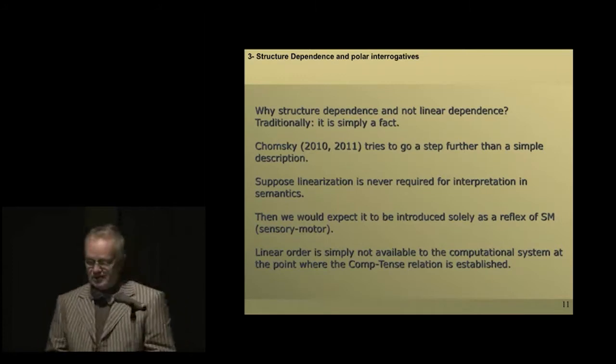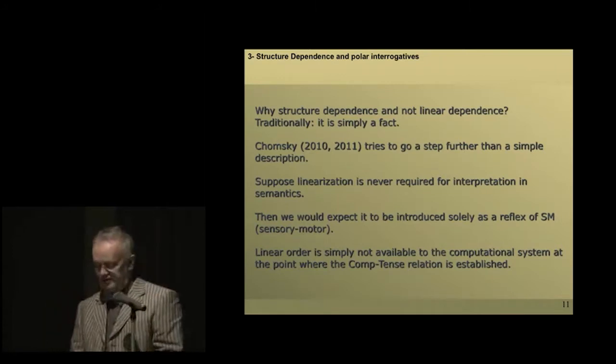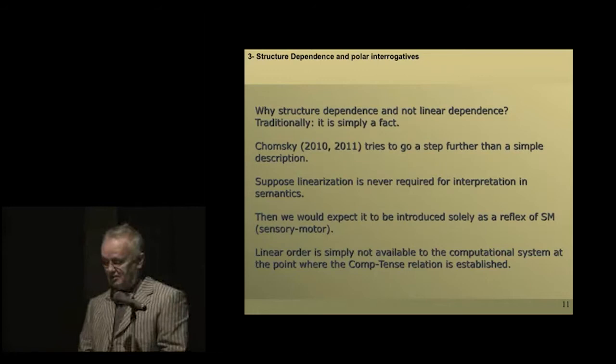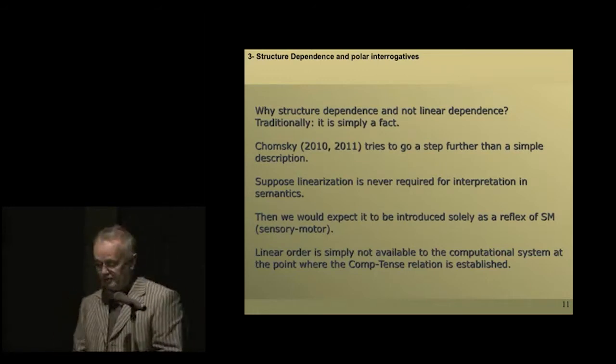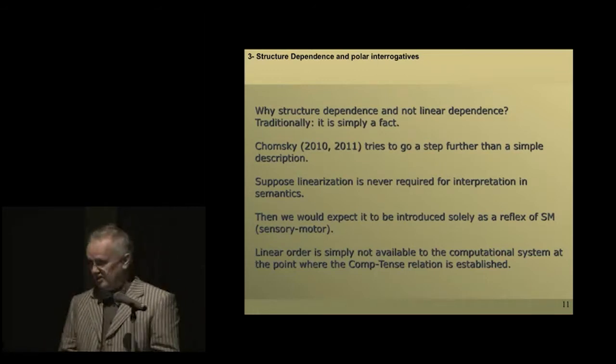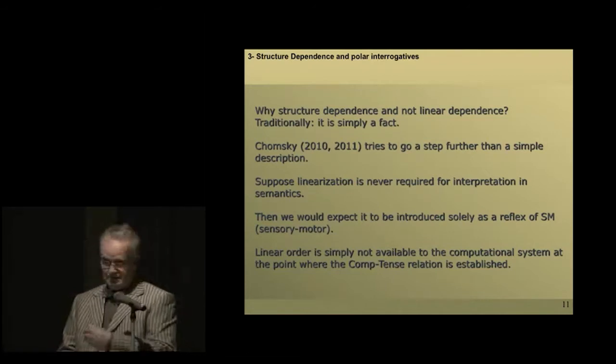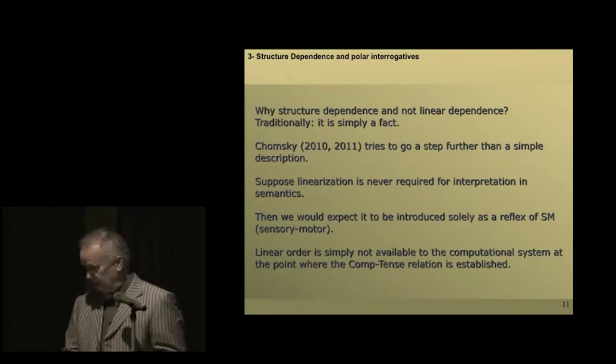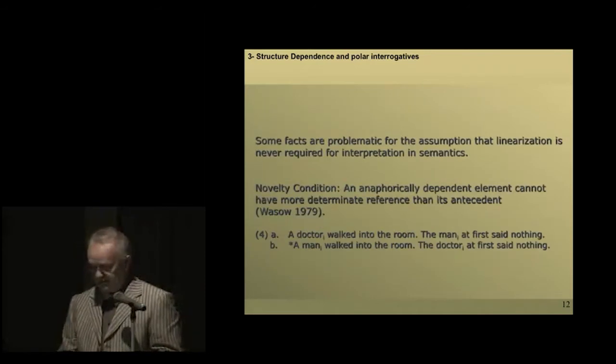He says, suppose linearization is never required for interpretation in semantics. Then we would expect it to be introduced solely as a reflex of the sensory motor apparatus. So he said, linear order is simply not available to the computational system at the point where the comp-tense relation is established. So therefore, since it's not available, that's why you don't have linear rules. You have structural rules instead.